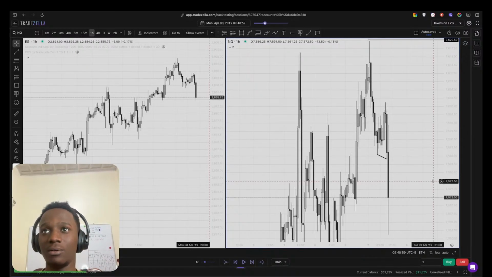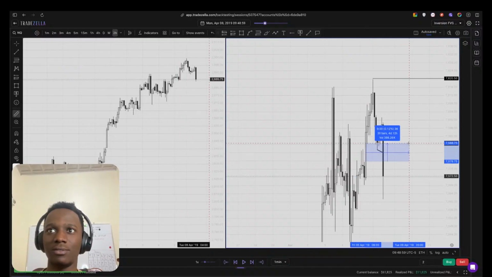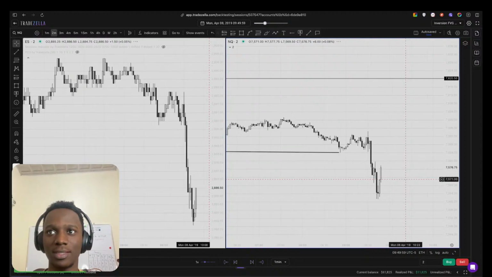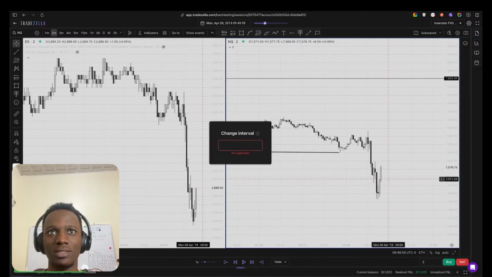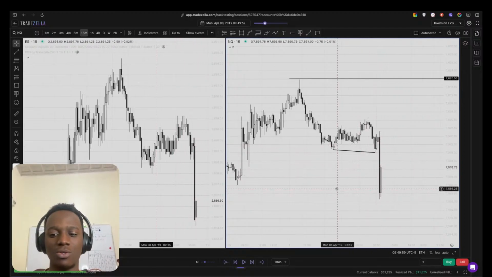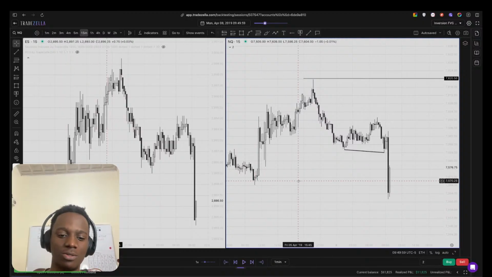So 1 hour, wait, 2 hour actually. We've passed by this gap here. I mean, I would have loved to take this inversion on the 2 minute, but this 15-minute candle is so strong that I wouldn't like to take any longs.